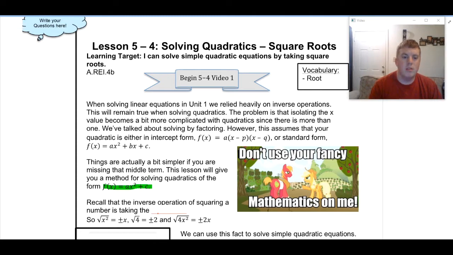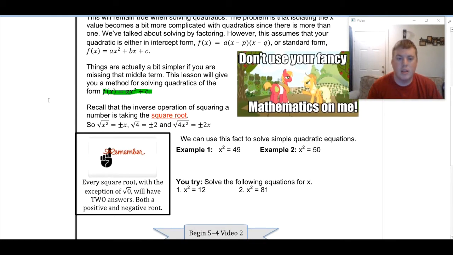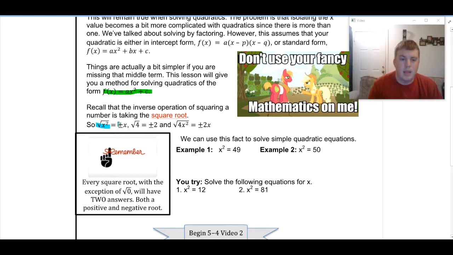So one thing that we need to remember is that the inverse operation of squaring a number is taking the square root. Those are going to undo each other. Just like multiplication and division undo each other, the squared and the square root are going to undo each other. So if we look at some examples, if we take the square root of x squared, that is going to give us plus or minus x.